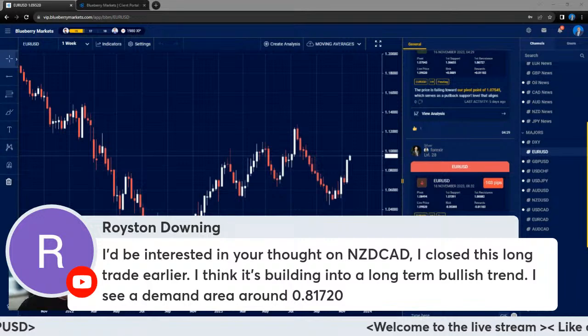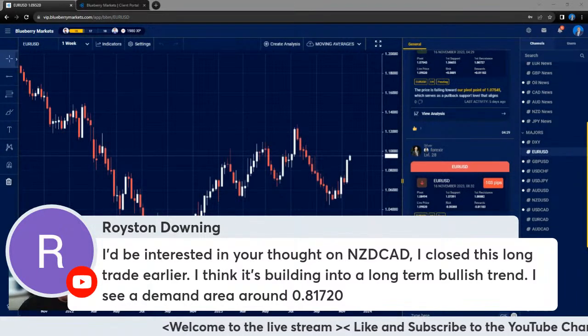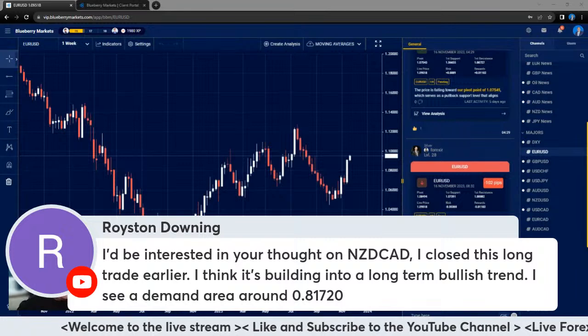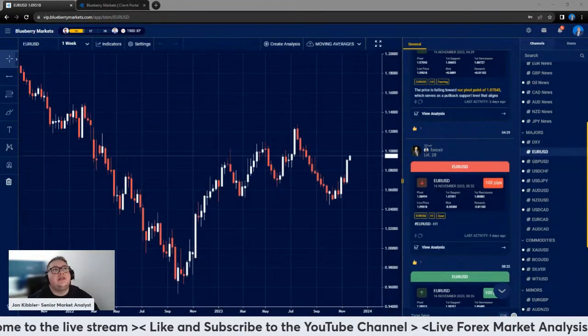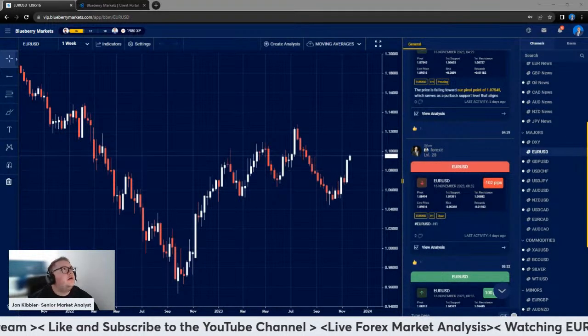Royston, I'll be interested in your thoughts on KiwiCAD. I closed this long trade earlier. I think it's building into a long-term bullish trend. I see a demand area around 81.72. Yeah, I got long into this.